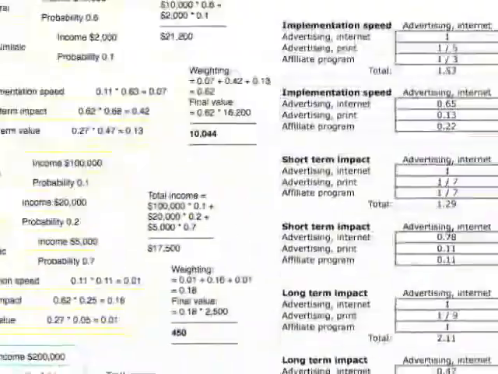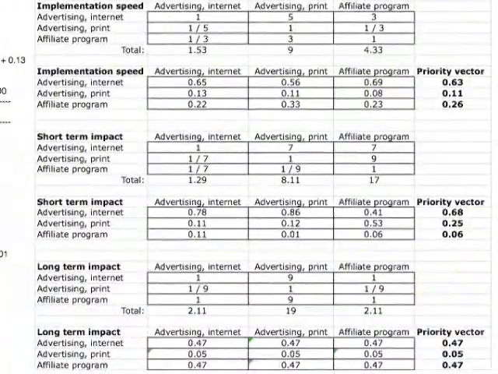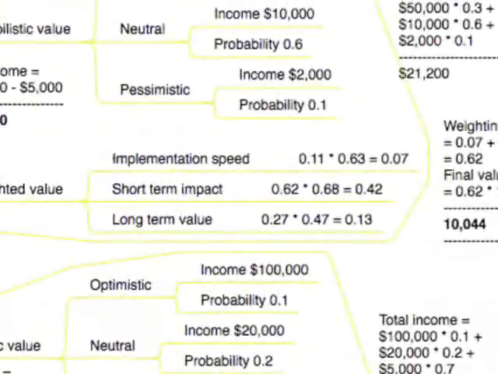Next, we do the same thing for each of the options we're considering, using exactly the same method, but this time we're comparing the options with each other as it relates to one of the weighting factors. So in this case, we have 3 options: internet advertising, print advertising, and starting an affiliate program. So firstly, we'll look at the relative values for implementation speed, like this. And we complete the table and transfer that information to the branches, so each branch gets the overall priority vector for that factor multiplied by the priority vector for that decision option.